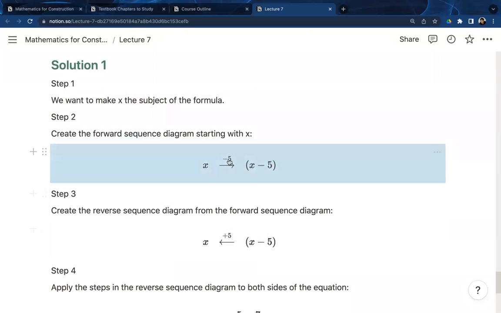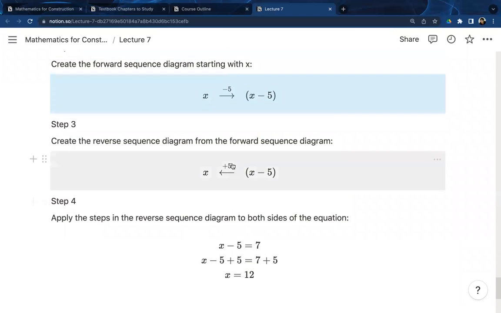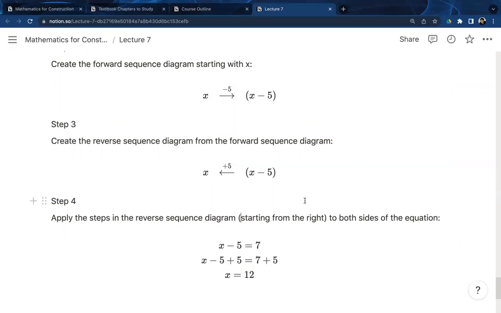Step 3 is just create a reverse sequence diagram of this. Starting from the expression, add 5 to get x. And then apply the steps in the reverse sequence diagram to both sides of the equation. So the original equation is x minus 5 equals 7. I need to add plus 5. So I do that to both sides.